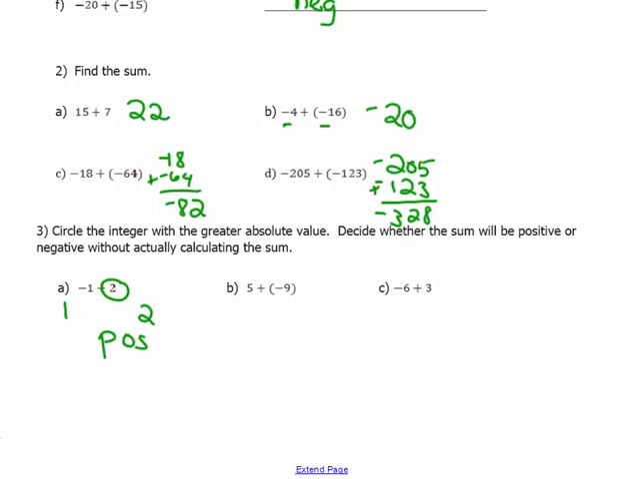For letter B, I have 5 and negative 9. The absolute value of 5 is 5. The absolute value of negative 9 is 9. So this is the bigger one, which means my answer would be negative. Negative 6 and 3, so this would be 6, 3. This one has the bigger absolute value, which means my answer would be negative.